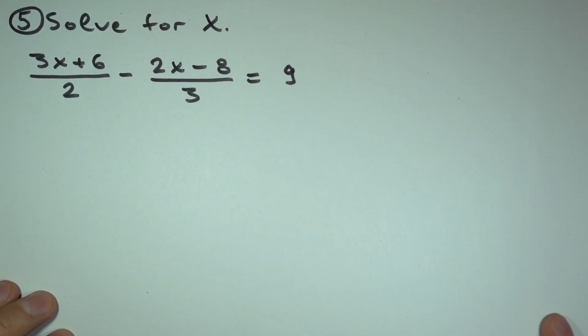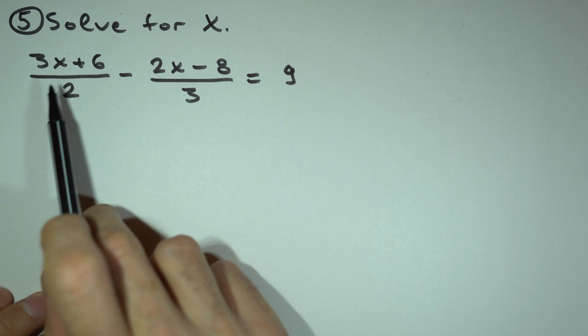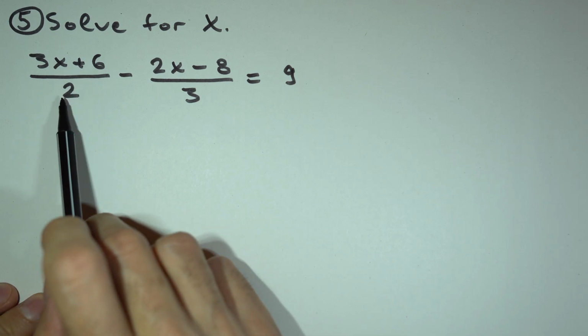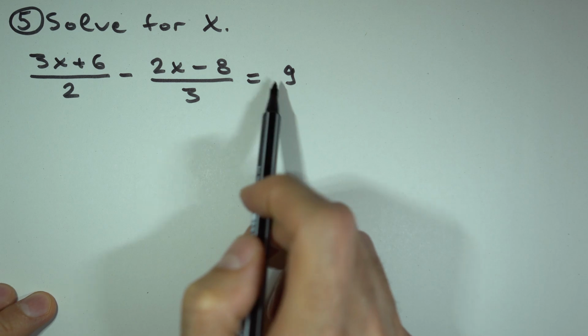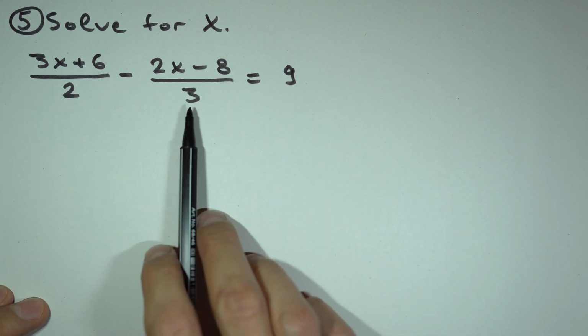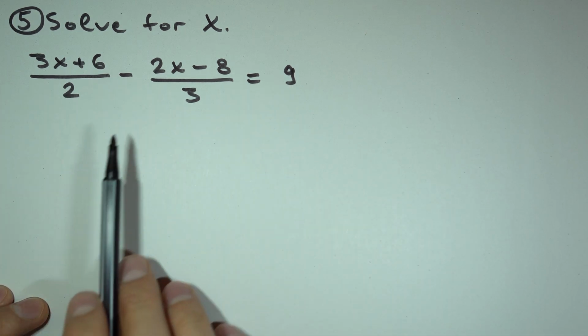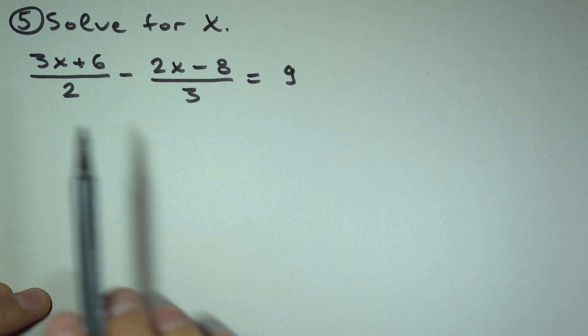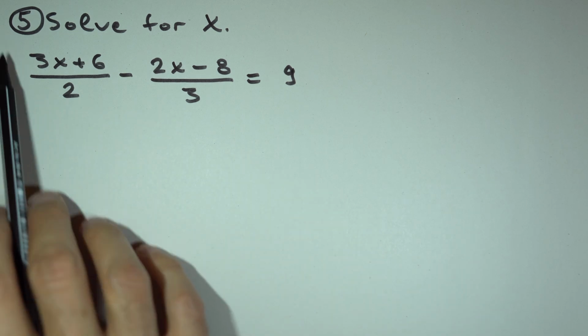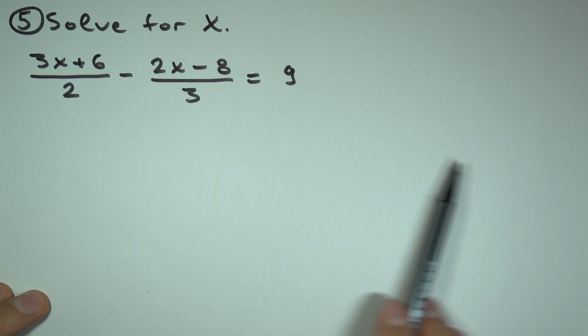This is our last problem for today. Solve for x again. 3x plus 6 over 2 minus 2x minus 8 over 3 equals 9. Here we notice that we have fractions, and therefore the first step would be to remove them. How do we do that? Well, we need to find the lowest common denominator. We have something over 2 and something over 3.